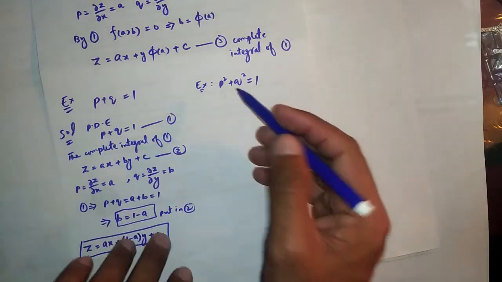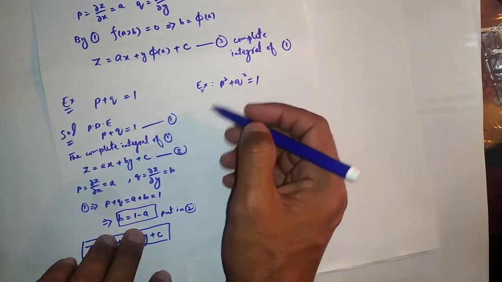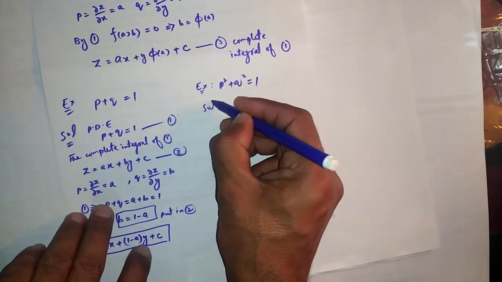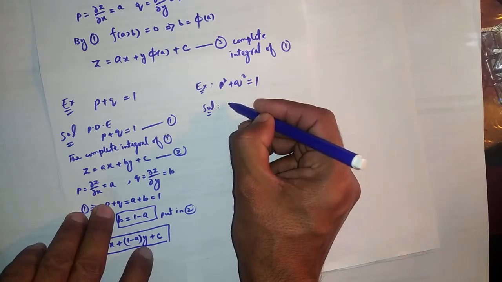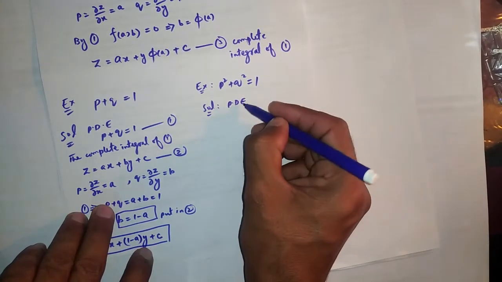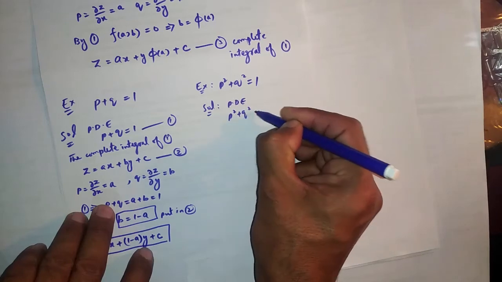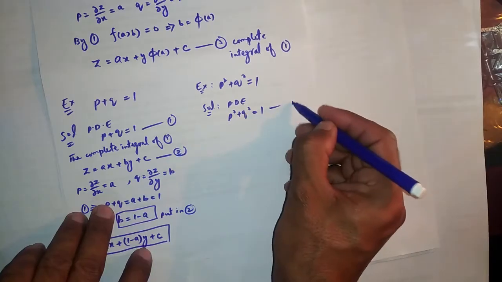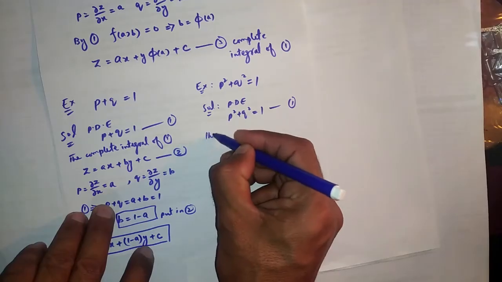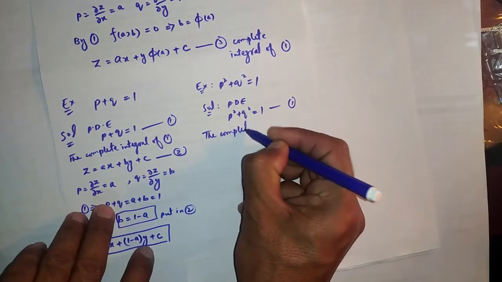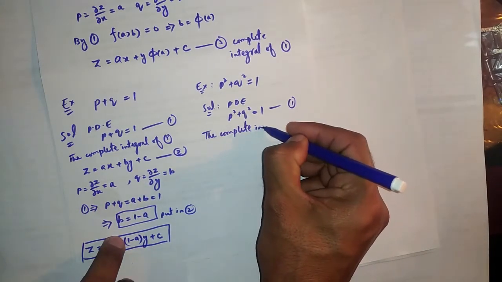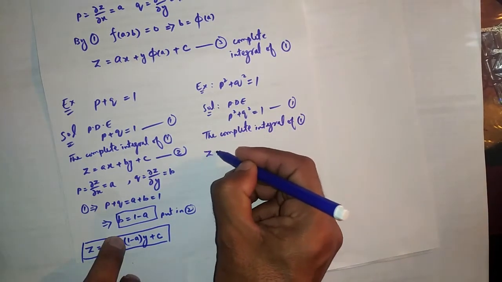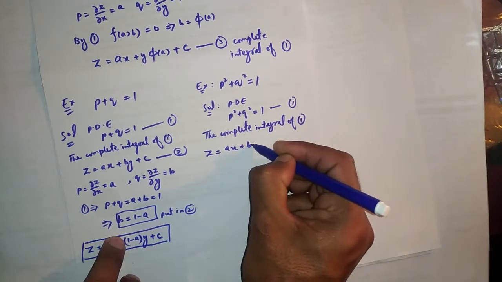Similarly, if we solve this equation, then consider the solution. The given partial differential equation is p square plus q square equals 1, and consider the complete integral of equation 1. The complete integral of equation 1 is z equals ax plus by plus c.